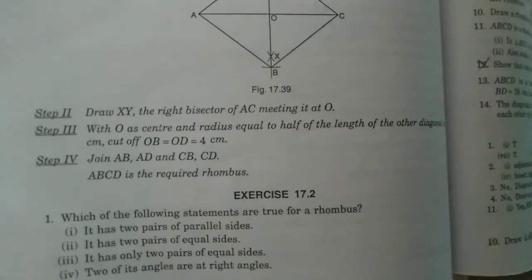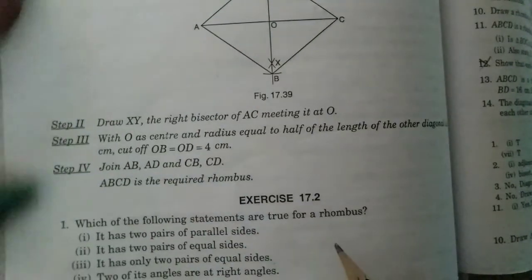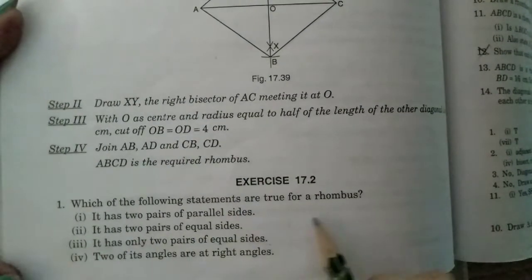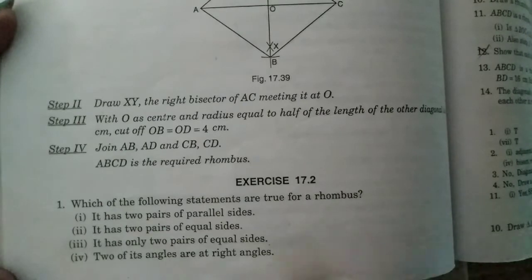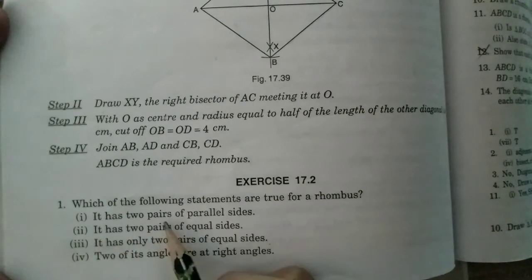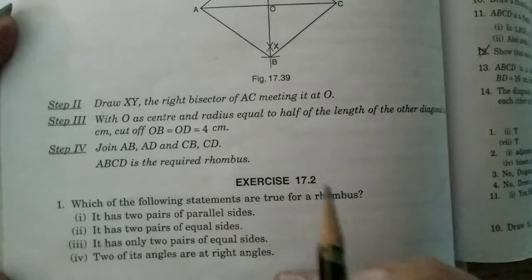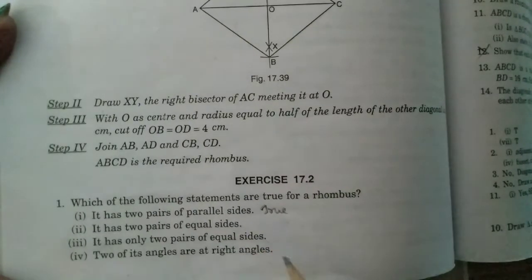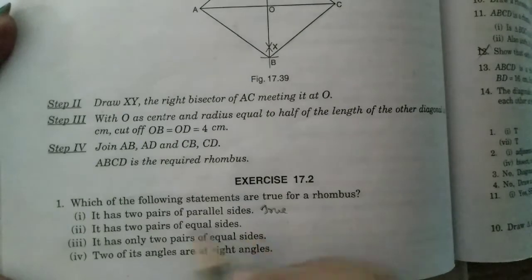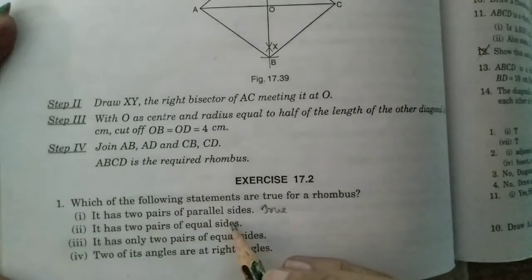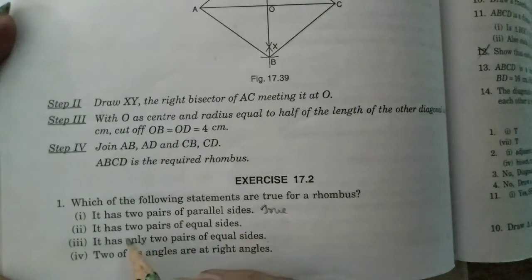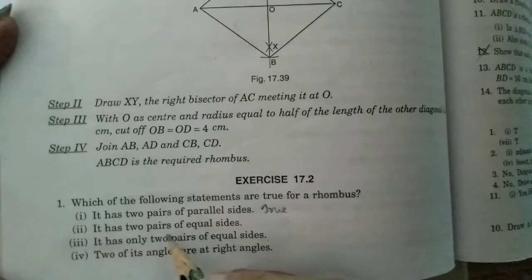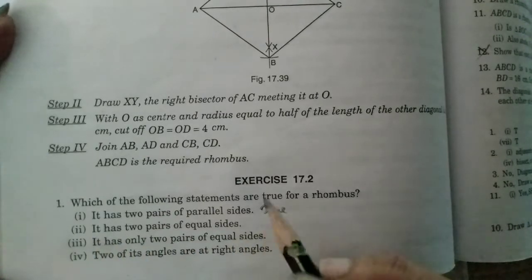Let us do the exercise 17.2. Which of the following statements are true for a rhombus? See, it has two pairs of parallel sides. True, right? It has two pairs of parallel sides, which is true. It has two pairs of equal sides, which is also true.